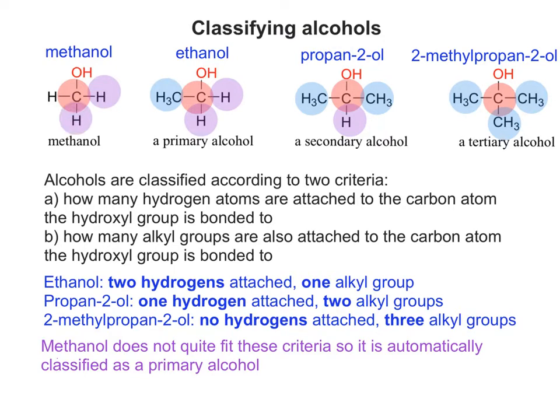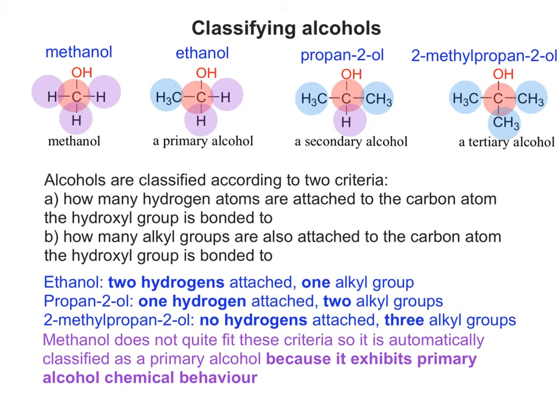Methanol just has 3 hydrogens. It's unique amongst the alcohols, and it doesn't really fit the classifying criteria. So what we do is we classify it automatically as a primary alcohol. The reason for this is it follows the same chemistry as primary alcohols. Now the chemical behaviour of the different types of alcohols is outside the remit of this video. There's another clip in the series that talks about that.